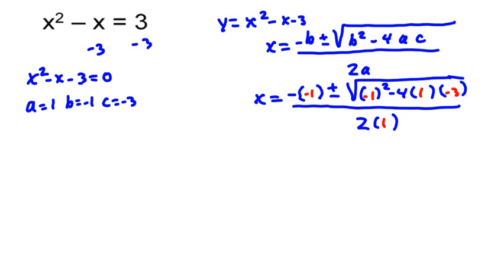And now you can simplify. x is equal to 1 plus or minus the square root of 1 minus 4 times 1 times -3, so we're going to get the square root of 13, and that's over 2. So our answer is going to be 1/2 plus or minus square root of 13 over 2.